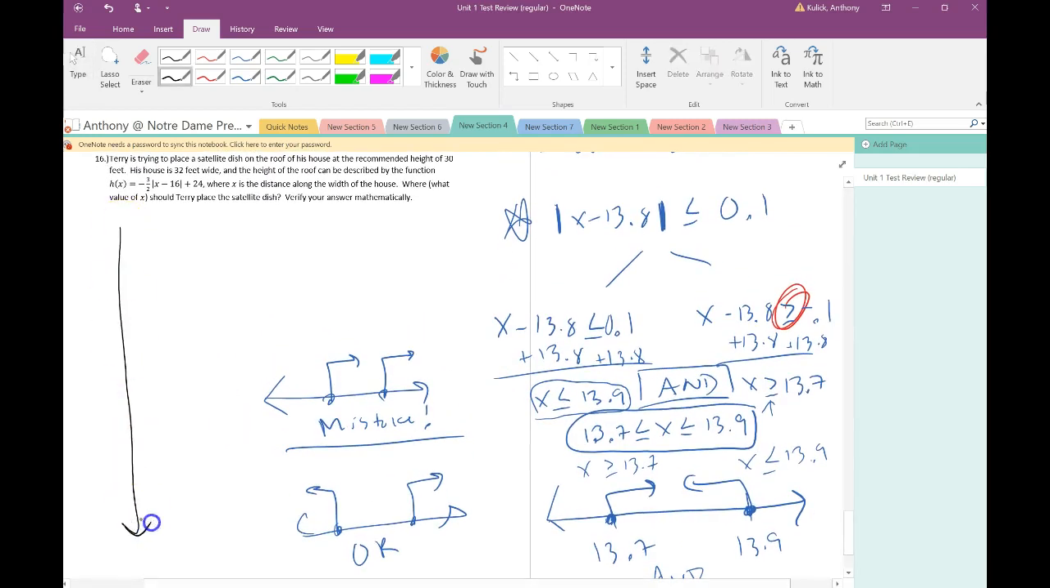So it says that Terry is trying to place a satellite dish on the roof of his house at a recommended height of 30 feet. His house is 32 feet wide, and the height of the roof can be described by the function h of x equals negative 3 over 4 times the absolute value of x minus 16, plus 24, where x is the distance along the width of the house. Where should Terry place the satellite dish? Write your answer or verify your answer mathematically.